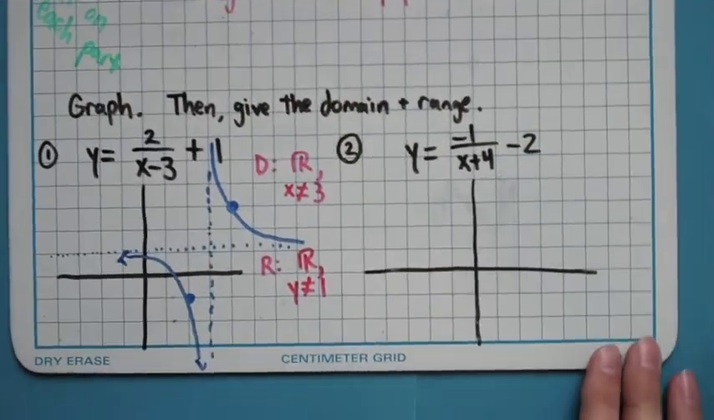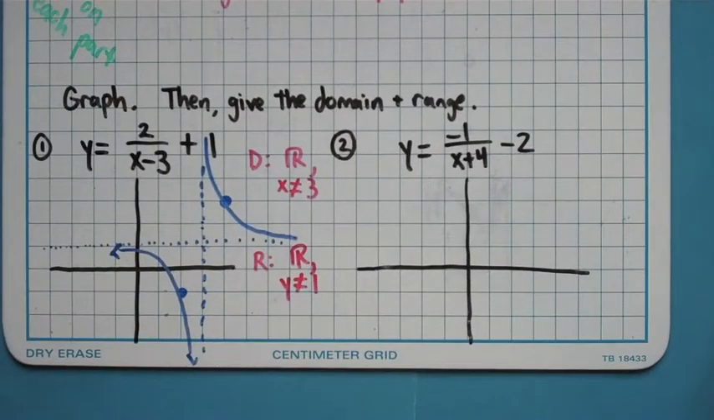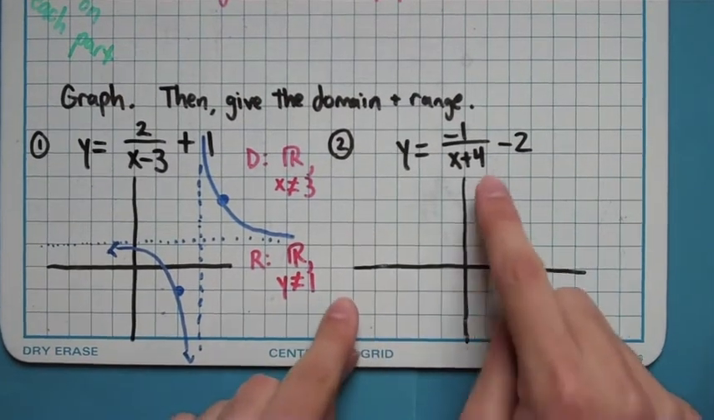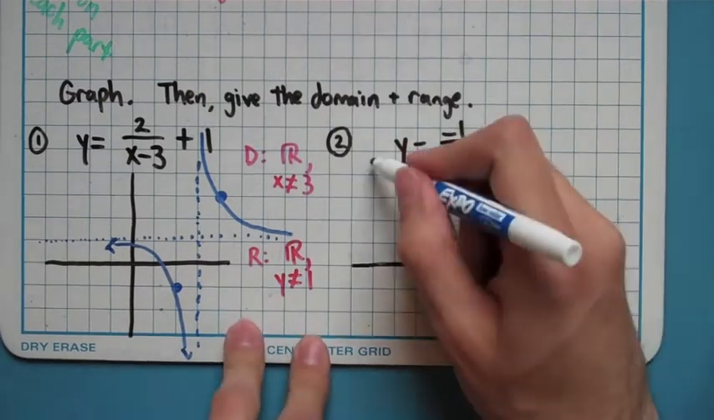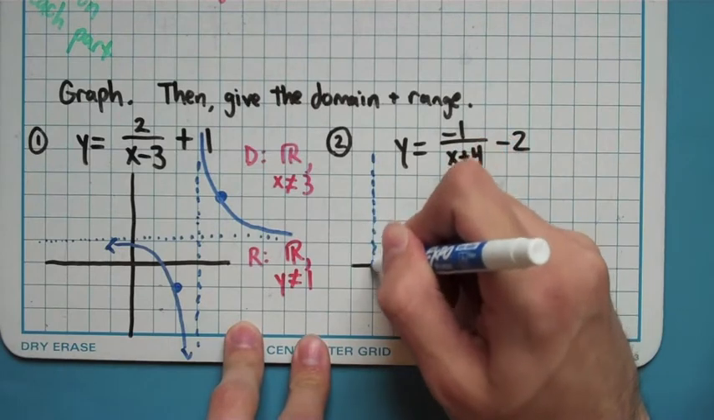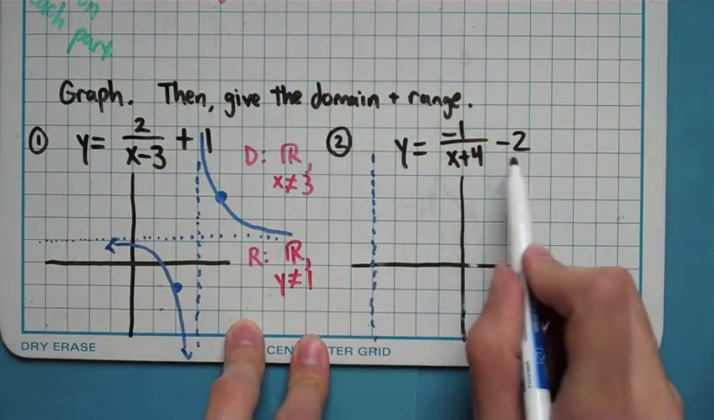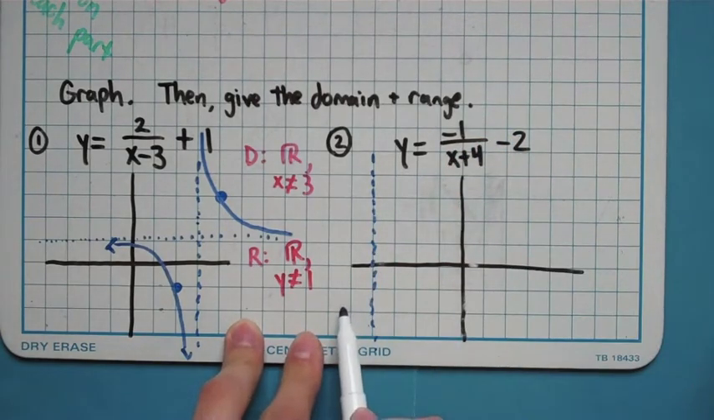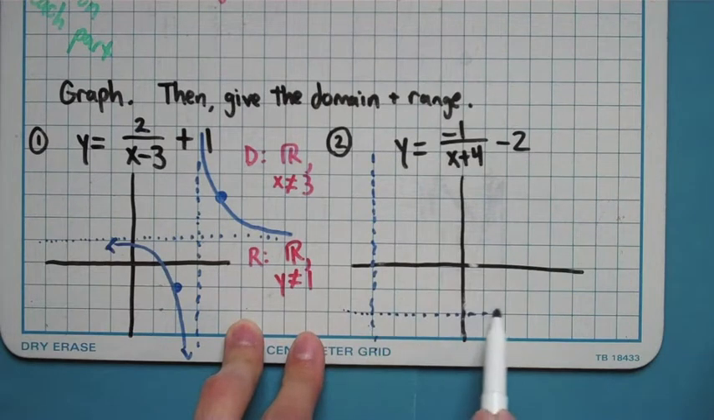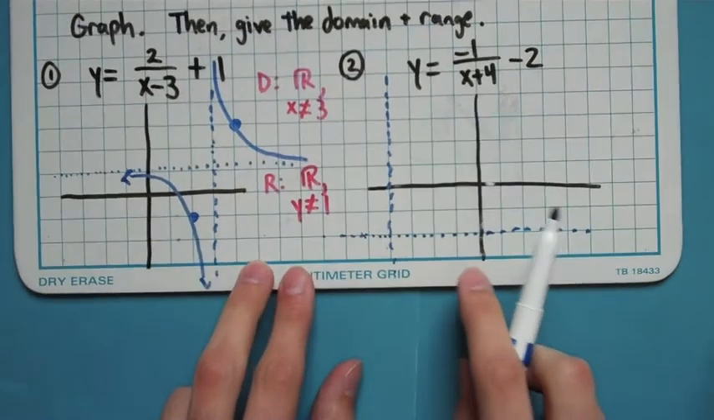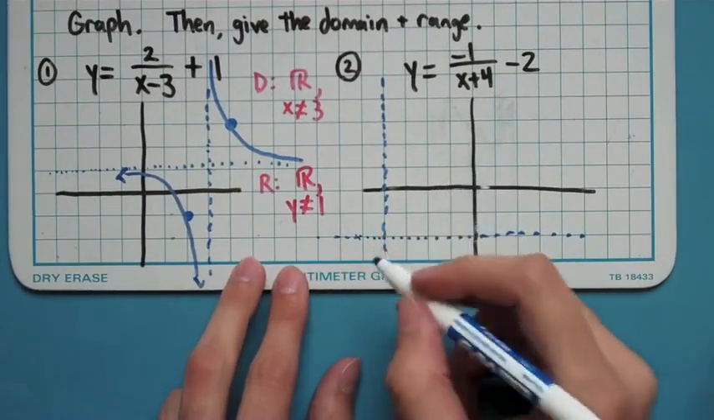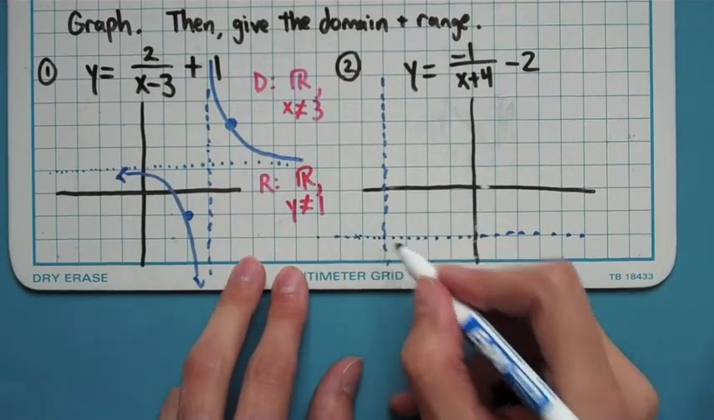So one more problem in this video here. If you look at this one, again, we're going to place our asymptotes first. The left 4 is going to affect my vertical asymptote, so I'm going to put a dotted line over here at -4. And I have a -2. That's going to move me down 2 as well. So these are my two dotted lines for where my asymptotes are going to go here. And that right there is going to be the center of my problem.